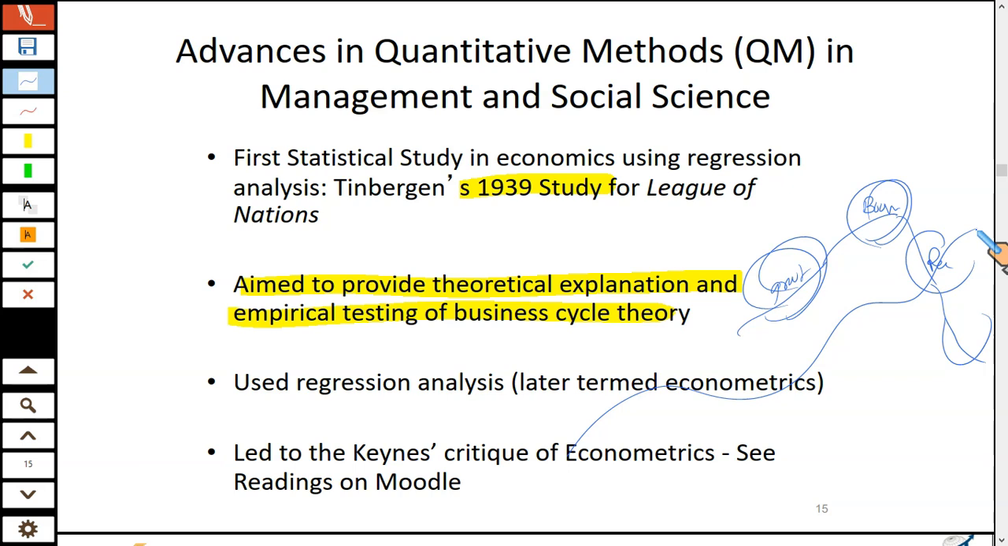So this gentleman used a method called regression analysis, which helps figure out how different things are connected. And this method later became a big part of econometrics, which uses maths to study economics. So what is the impact of his work? This work led to some criticism from another famous economist, John Maynard Keynes, one of the famous English economists, who questioned how Tinbergen's method worked and whether his assumptions were correct. So these discussions are important for students learning statistics and economics today.